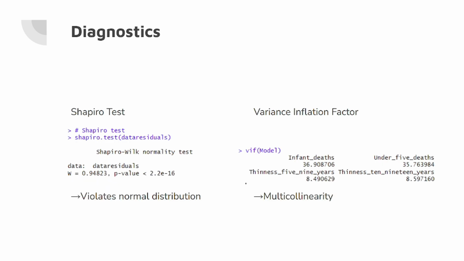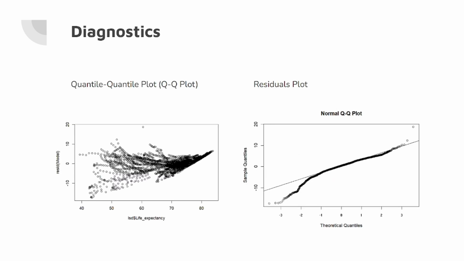The Shapiro test same, rejecting the null hypothesis, violating the normal distribution for the data, and the VIF, variance inflation factor, showing the death rates might have multicollinearity. Those could be visualized in the QQ plot and the residuals plot. The residuals plot shows a large range of residuals are on the lower side, and for the QQ plot, both ends just don't follow the regression line.